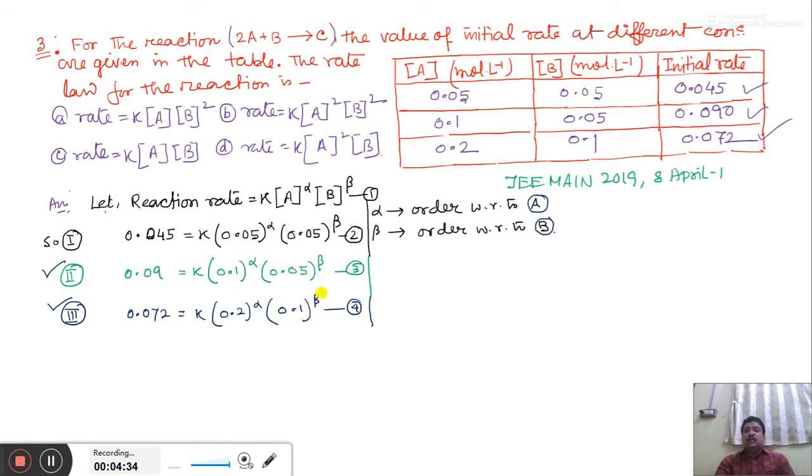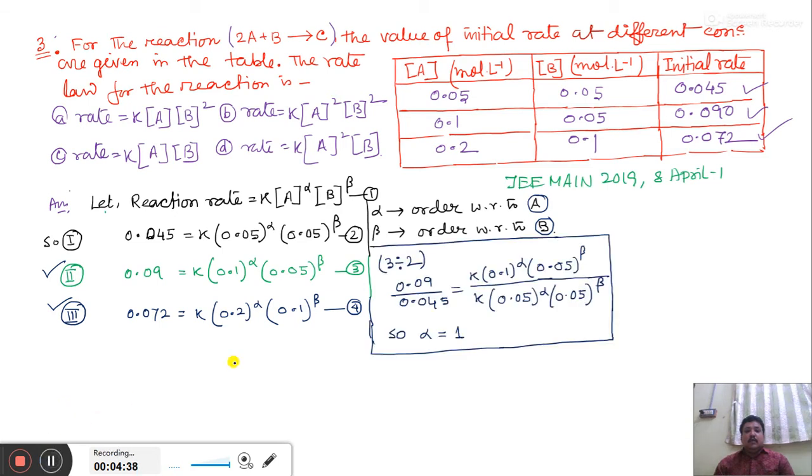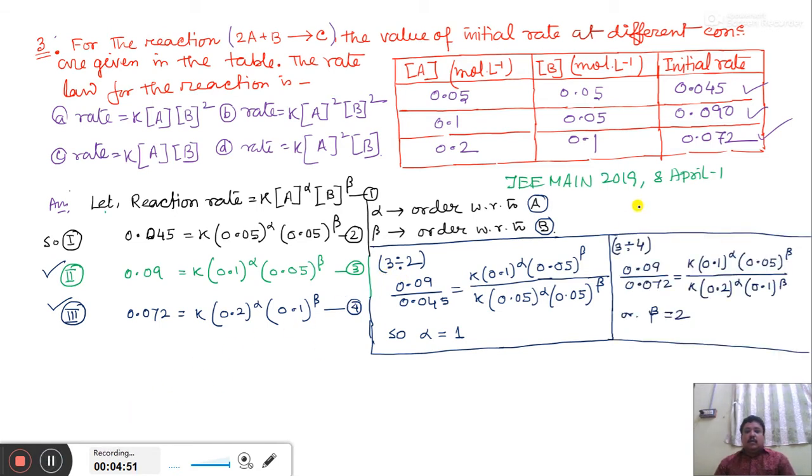To determine the values of alpha and beta, here we can divide equation 3 by equation 2, and we get the value of alpha. Now one of the terms is determined by dividing equation 3 by 2. Now when we divide equation 3 by 4, then we get the value of beta. So alpha is 1 and beta is 1.